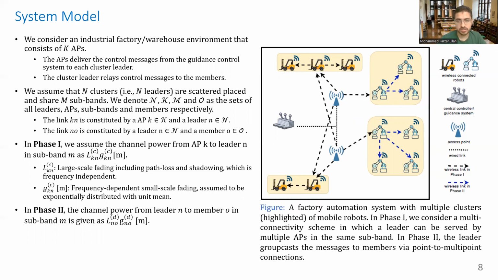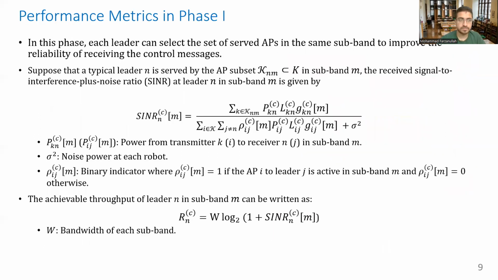In phase 1, each cluster leader autonomously selects the access points to connect to along with the subband and transmit power level, while in phase 2, the leader broadcasts the message to members via point-to-multipoint connection. For our simulations, we consider both large-scale and small-scale fading.